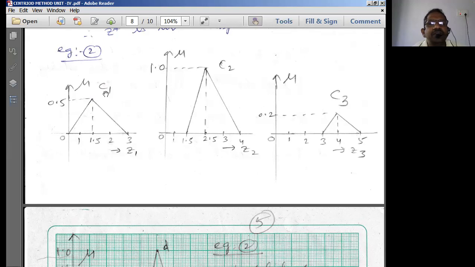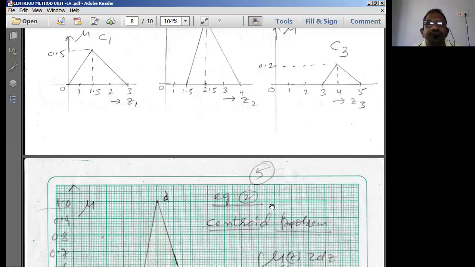The first fuzzy set C1 extends between 0 to 3 with a maximum value at 1.5. The second fuzzy set varies between 1.5 to 4 with a maximum value at 2.5. The third fuzzy set varies between 3 to 5 with a maximum value at 4. Here the maximum membership value for C1 is 0.5, for C2 is 1, and for C3 is 0.2.